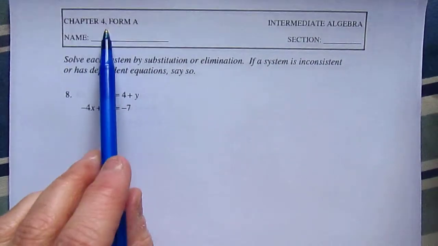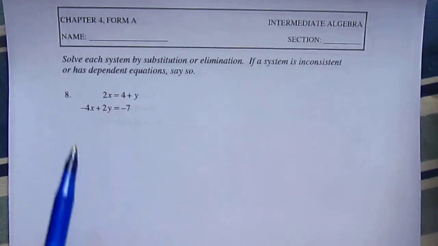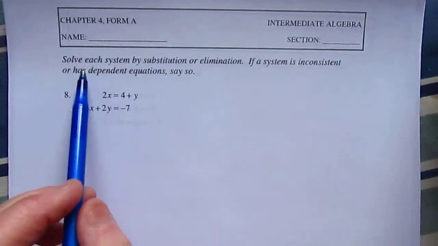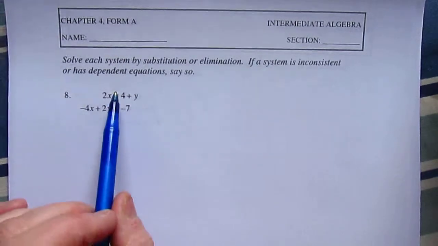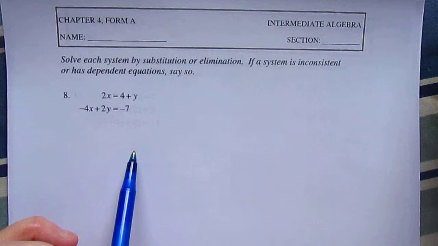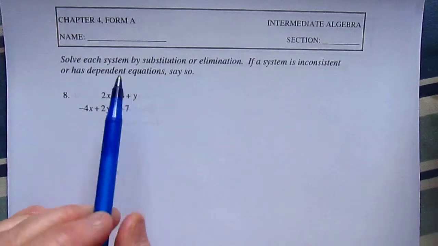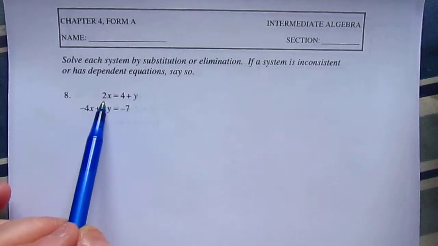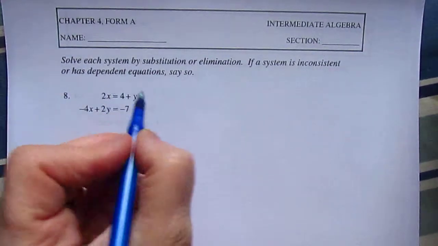Question number 8 from Chapter 4, Form A, handout. We need to use substitution or elimination to solve the system of two variables with two equations. The variables are x and y. Let's see. The second equation is already in standard form. Let's put the first equation in standard form and see what we have.